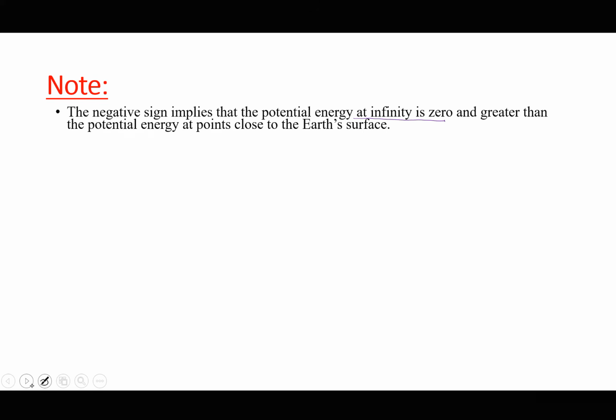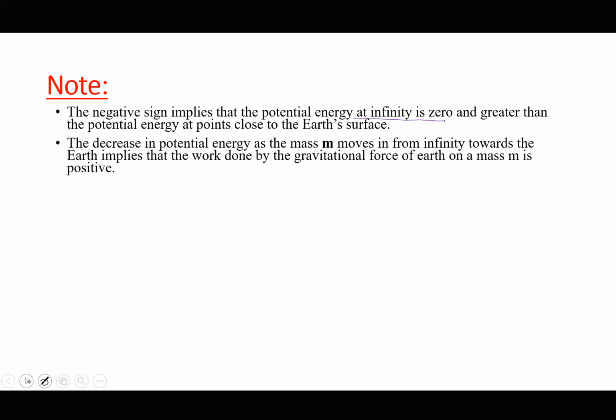So, number two, the decrease in potential energy as the mass moves in from infinity towards the Earth implies that work done by the gravitational force of the Earth on the mass m is positive. What does that mean? When I move a mass to infinity, the work done on the mass by the gravitational force, which is pulling it closer, is going to be positive. So if you subtract between two energy levels, you'll get a difference, which is going to be the work done.